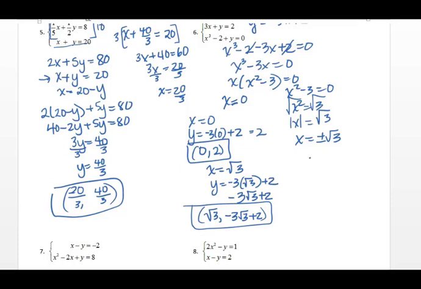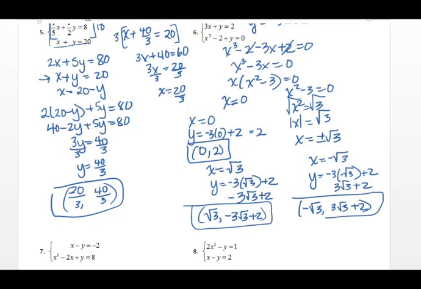Then I need to do, okay, what about x? X is the negative square root of 3. Plug it in, negative 3 times the negative square root of 3 plus 2 gives me a positive 3 square roots of 3 plus 2 for my y. So that solution point is negative square root of 3 and then 3 square roots of 3 plus 2. All right? So it is possible when you do systems of equations to have more than one solution. This is a good example of that.